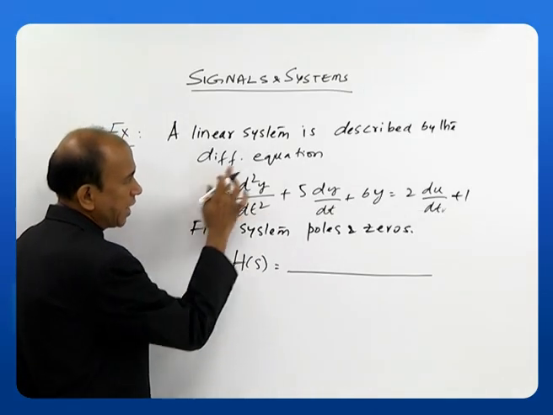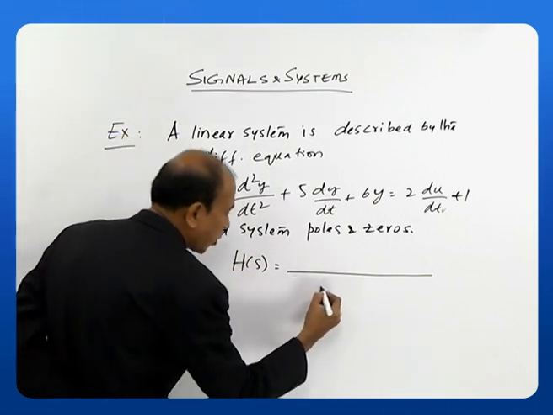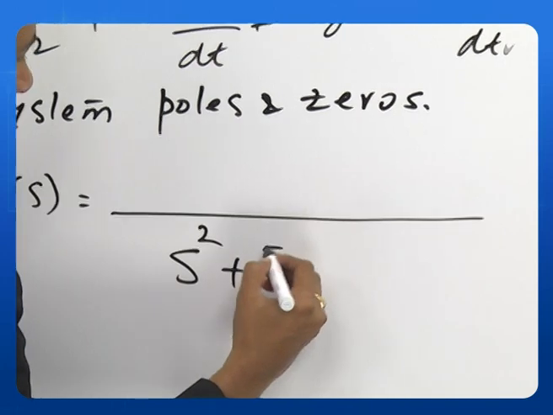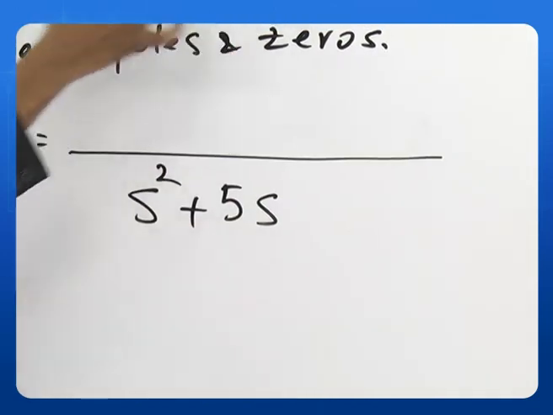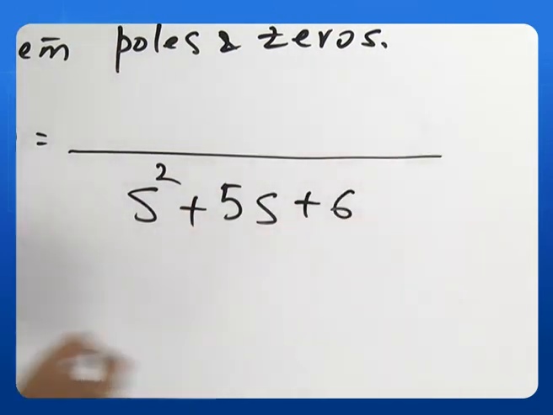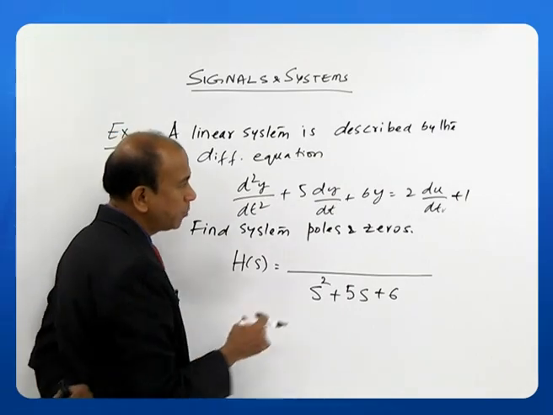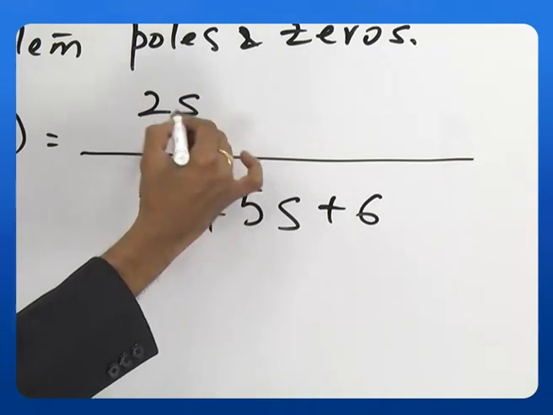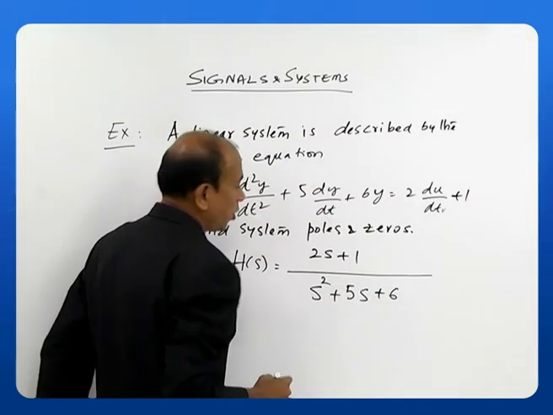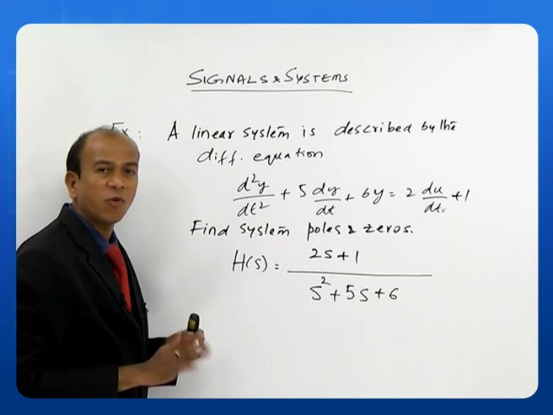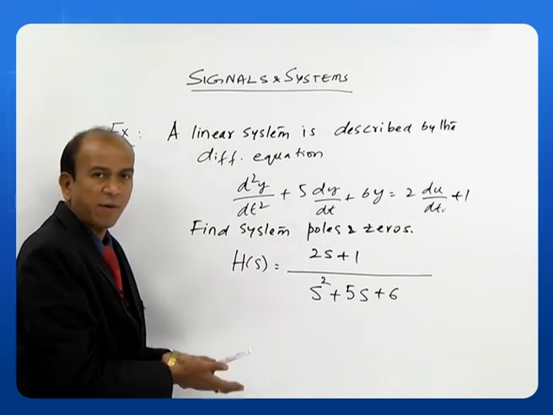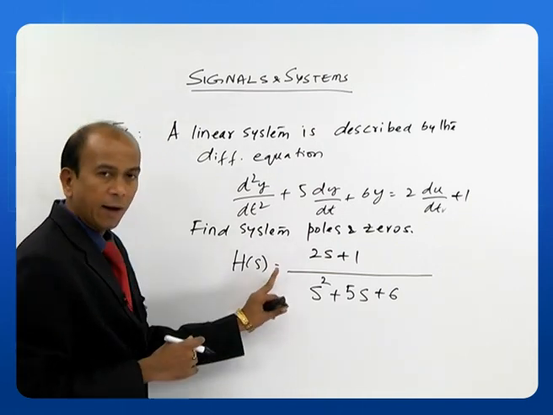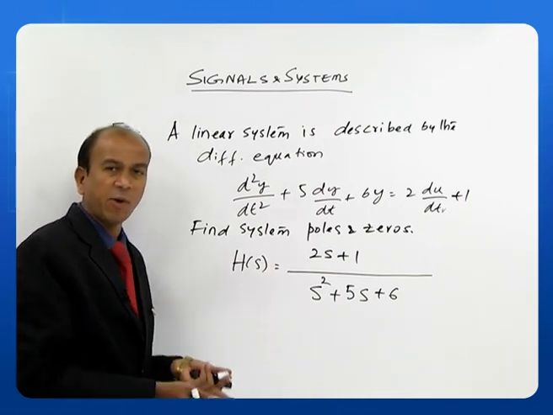This is a double differentiation, so that will be s square. This is a single differentiation, so I can write this as 5s, and this is no differentiation, so that will be 6. So this is what we got. And now there is a single differentiation this side, so that will be 2s plus 1. So we are able to directly write what is h of s from the differential equation because of our earlier knowledge in Laplace transforms.